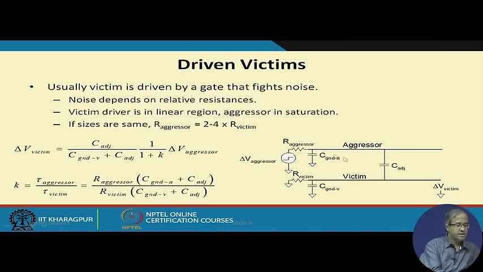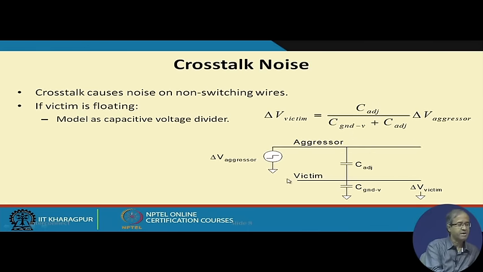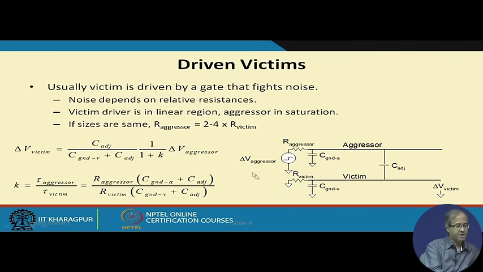So, let us take another case. Here the victim is driven by a gate that is holding it, that means in the previous case I was assuming that the victim is a floating line, with no gate driving it. But here let us say there is an inverter whose output is connected to the victim, and in the earlier case we said that we can model this inverter by an equivalent resistance like this, R victim. Okay. So, now your equivalent circuit looks like this, there is also R victim here.